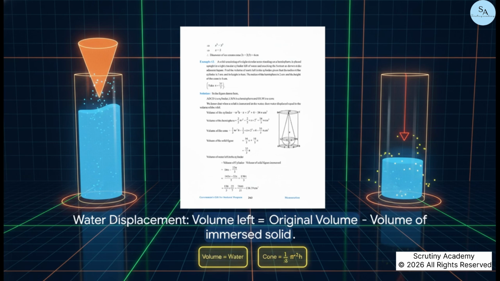Let's say you want to find out how much water is left in a glass after you drop a rock into it. You just take the starting volume of the water and subtract the volume of the rock you put in. Same concept, just a different story.